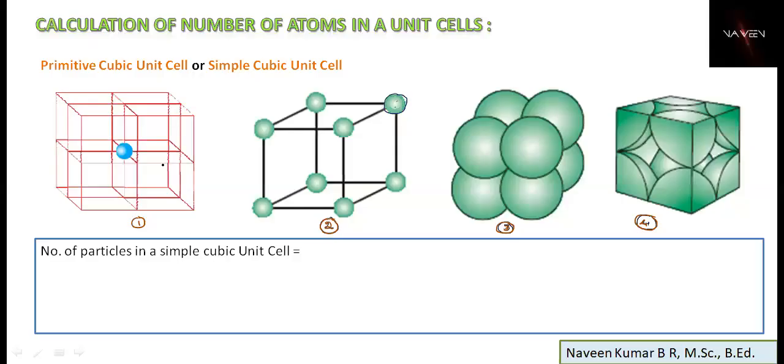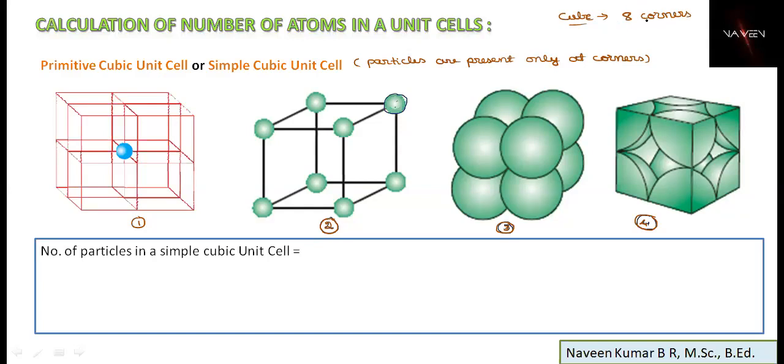Now you can observe for a simple cubic unit cell, as already discussed, a primitive cubic unit cell or simple cubic unit cell is the one which is having particles only at the corners. So the particles are present only at corners. And we know that as we are assuming it as a cubic system, that is a simple cube, how many corners will be there in it? So there will be 8 corners.